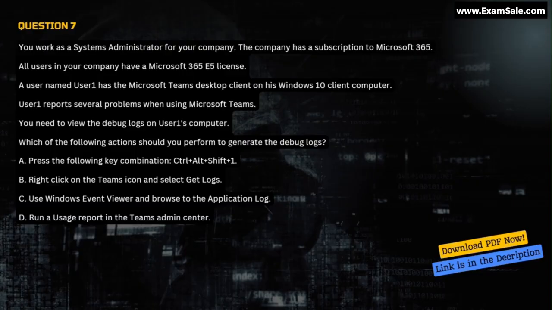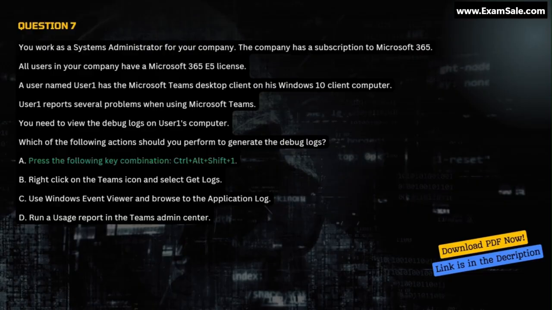Which of the following actions should you perform to generate the debug logs? A. Press the following key combination, Ctrl+Alt+Shift+1. B. Right-click on the Teams icon and select Get Logs. C. Use Windows Event Viewer and browse to the application log. D. Run a usage report in the Teams Admin Center.